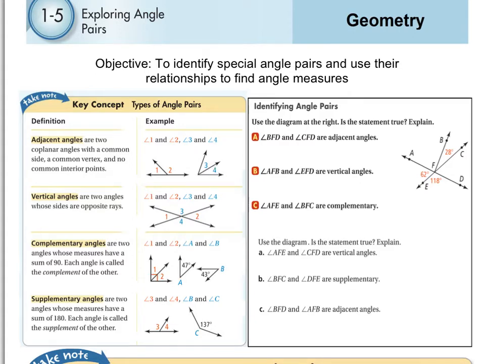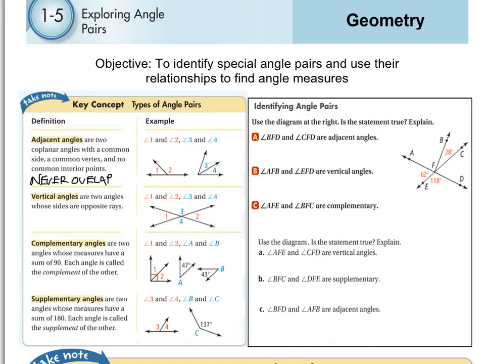One key is they never overlap, which is what that last part talks about, where there's no common interior points. So you're not going to see an overlapping angle. So for example, angle 3 right here and the whole angle are not adjacent to each other. You cannot overlap them. Okay?